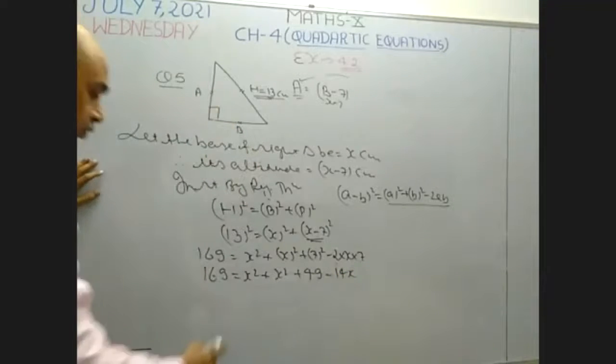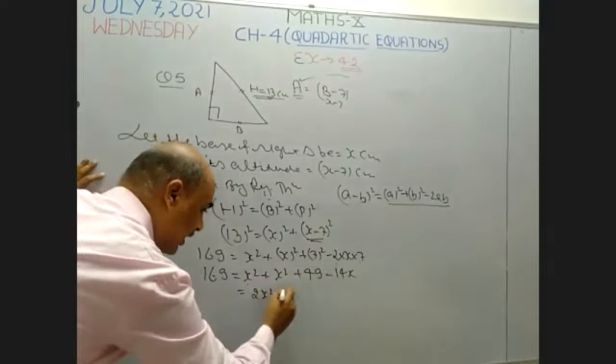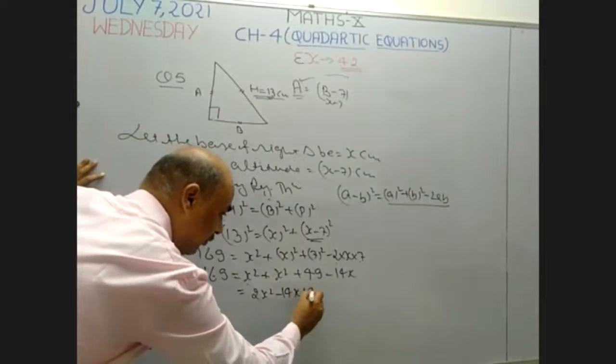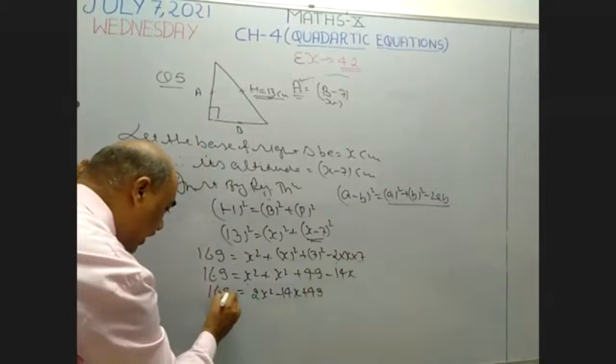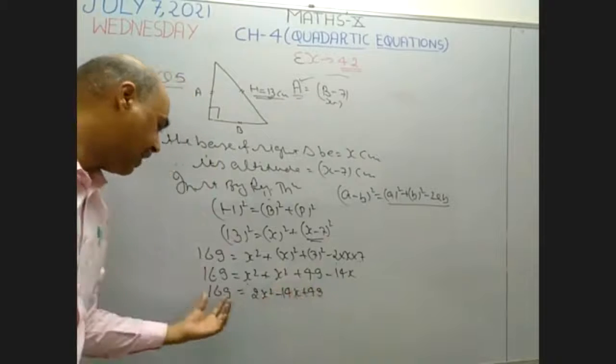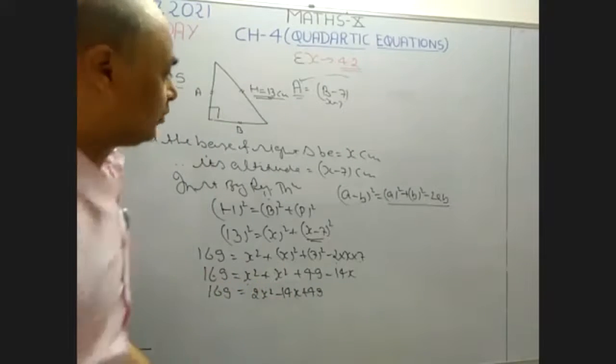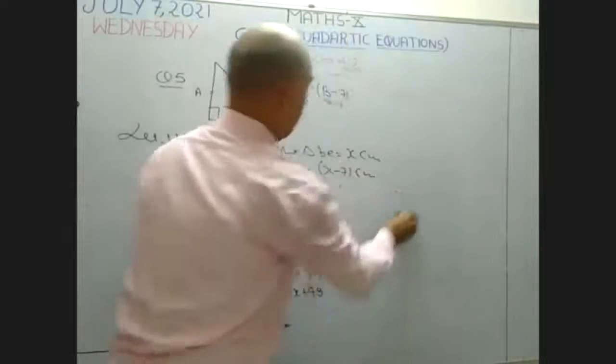Now see what I write here: x square plus x square becomes 2x square. After that I write 14x. After that I write 49, equal to 169. I want to take this 169 from left to right. When I take it from left to right, this positive number becomes negative. Now I want to solve here.